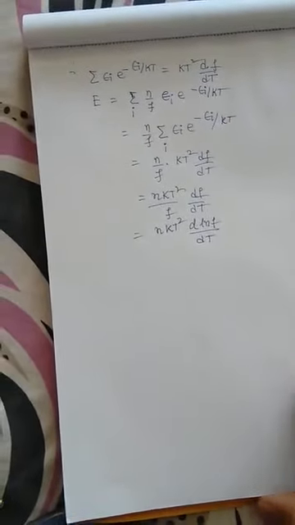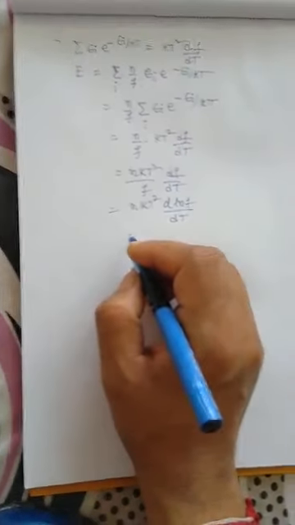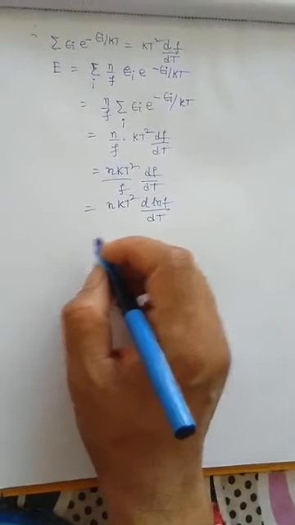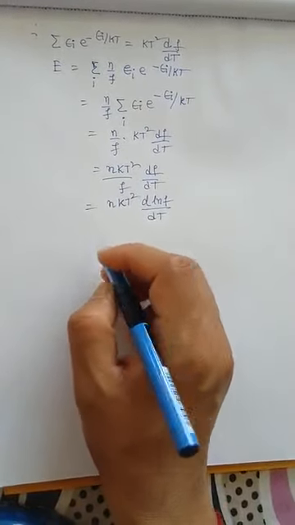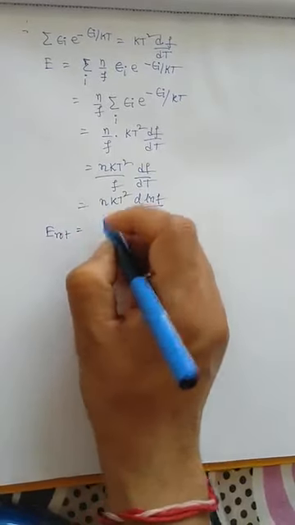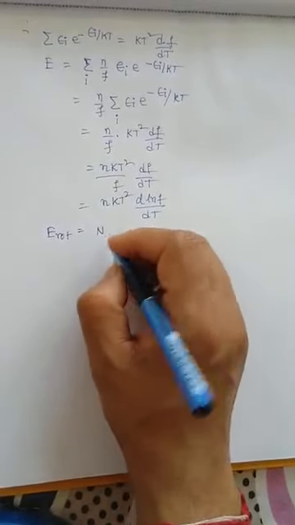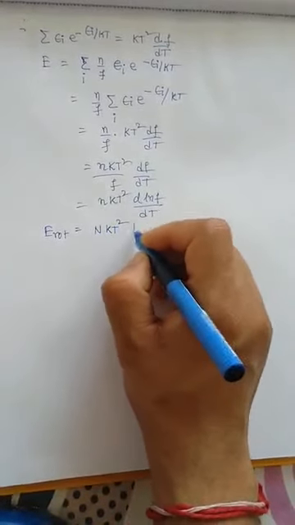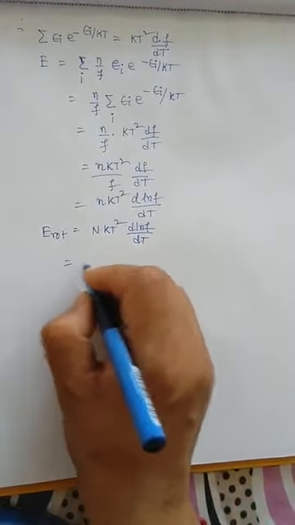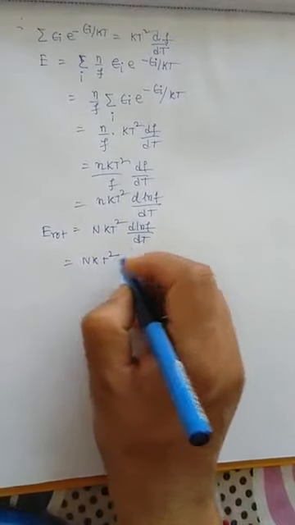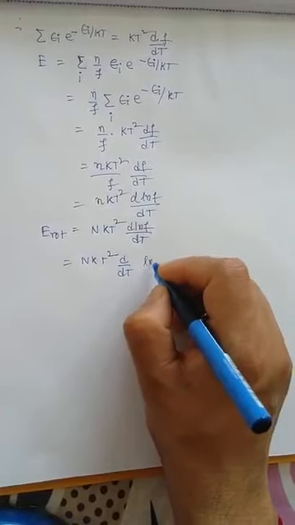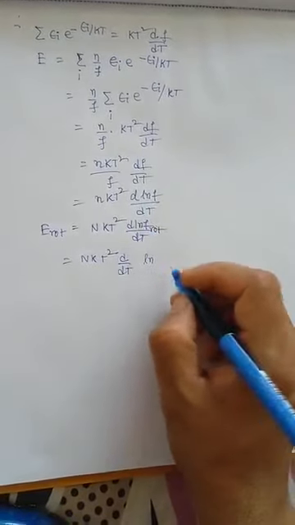Now we will come to the point. This is for one molecule containing n number of atoms. But for 1 mole, we can write this expression E rotational, where small n is replaced by Avogadro's number, so N k T square d ln f by dT. Now for ln f for rotational, we can use the rotational partition function.